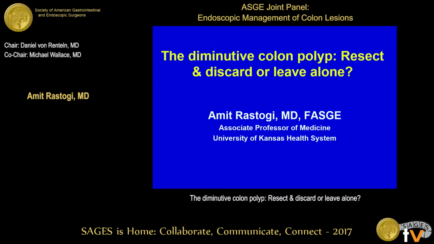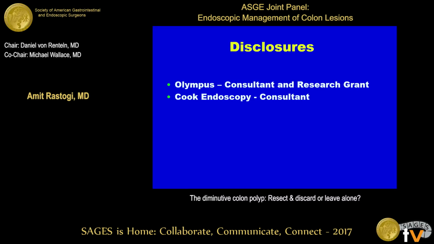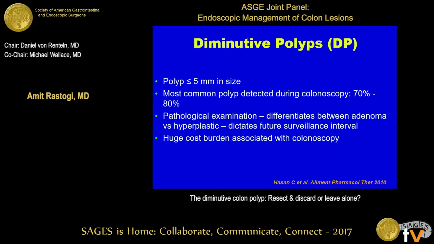So my job is to talk about diminutive colon polyps. I mean, whether we should resect and discard or leave alone. These are my disclosures. So diminutive polyps are defined as polyps that are less than or equal to 5 millimeters in size, and they are very common and seen in about 70 to 80% of all the polyps that we remove in colonoscopy.